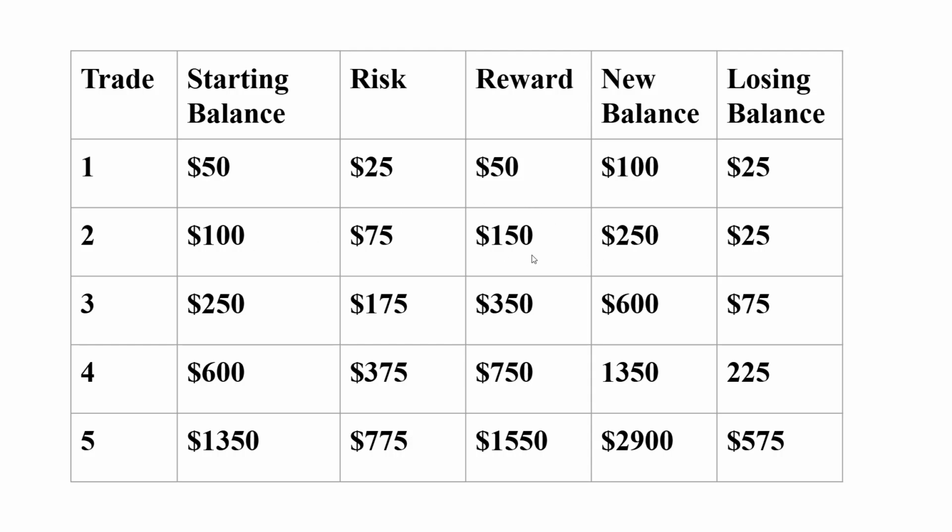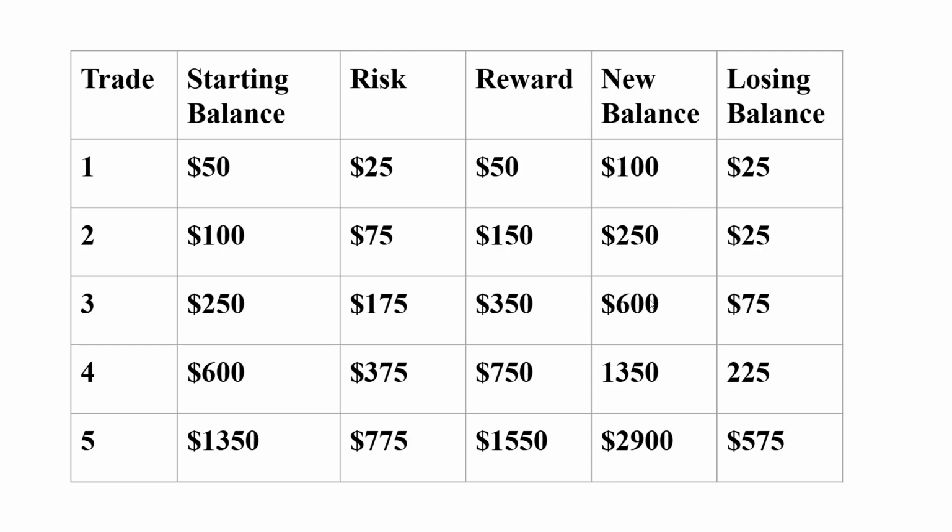But all of this profit you're now risking again, because now that you have 250, you're going to risk 175. Okay, the 150 you just made plus 25. Okay, so you're risking 175. What's 175 times 2 is 350. You've now made it to $600. Okay, winning 3 trades in a row.